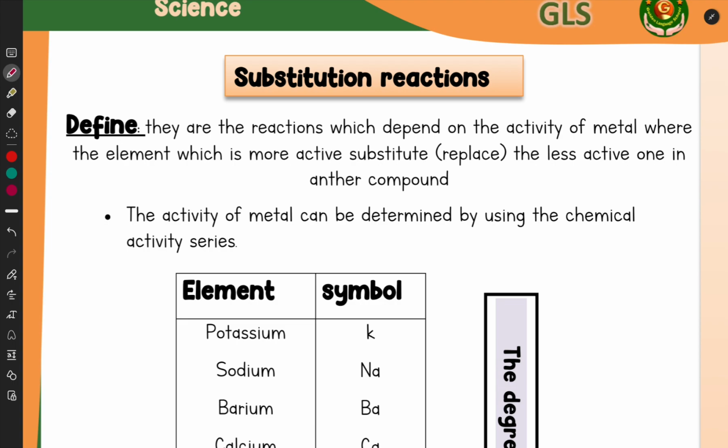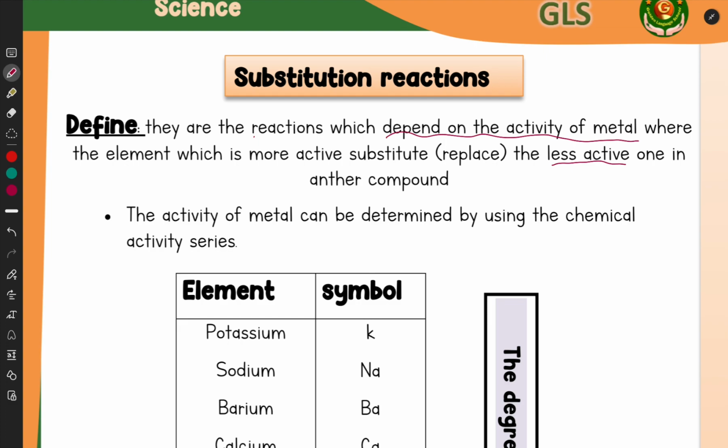Okay, substitution reaction. What is the meaning of substitution reaction? Substitution reactions are reactions which depend on the activity of metals, where a metal which is more active substitutes or replaces the metal which is less active in one of its compounds.